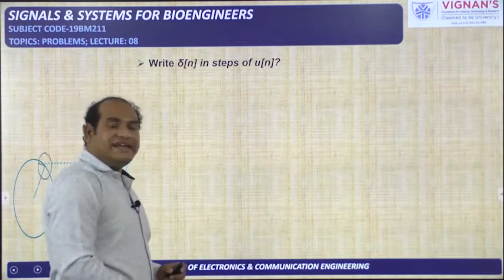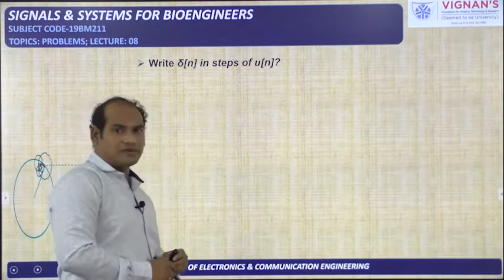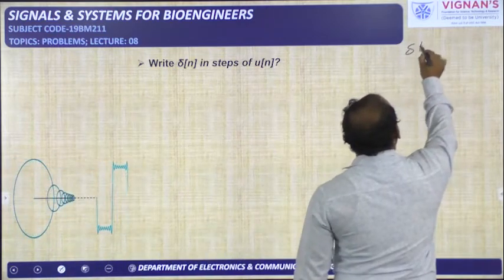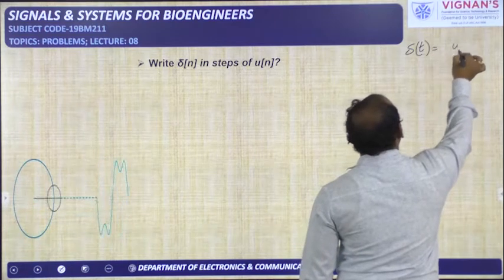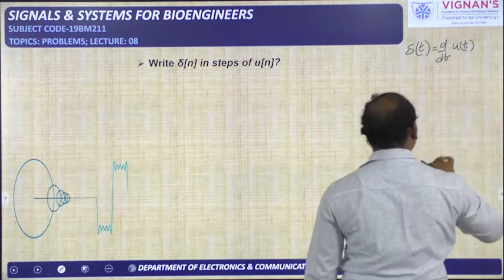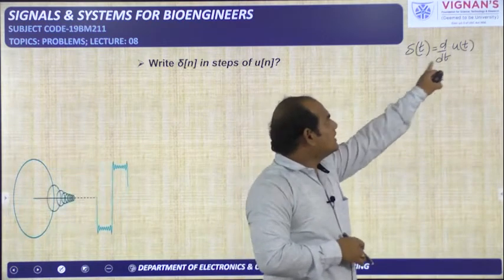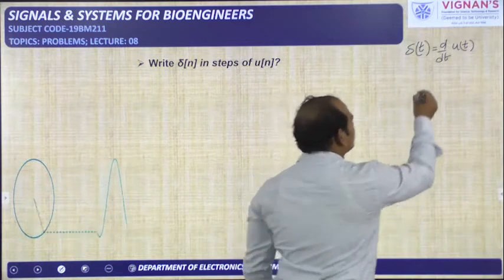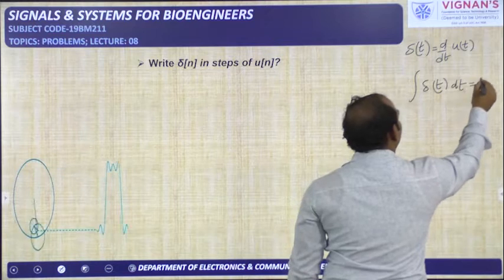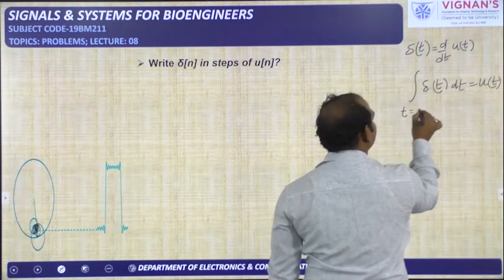Now we need to represent δ[n] in terms of u[n]. Already we have represented δ(t) in terms of u(t). What is the relation between these two? That is the derivative or integration relation. The derivative of u(t) is δ(t), or the integration of δ(t) is u(t). Compulsorily you have to show the limits here.